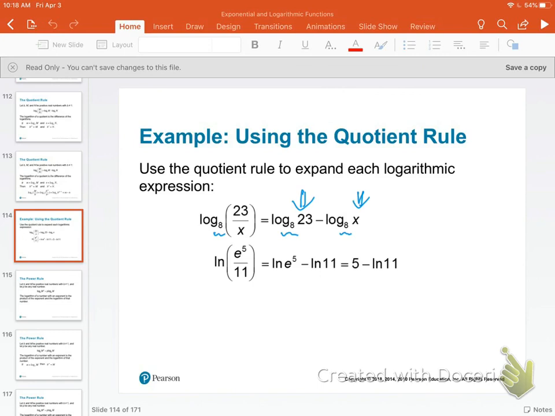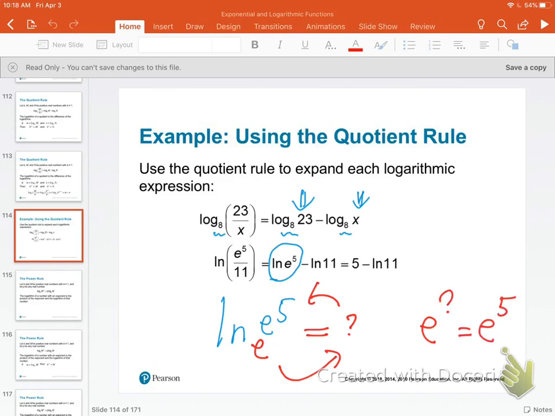Natural log: ln means base e. Let's talk about this part only. We change this quotient to ln e to the 5th power minus ln 11. For ln e to the 5th, let's add the base e here. What is this number? We use the counterclockwise direction: e to the question mark is e to the 5th, so the question mark is equal to 5. Then we got this number 5. So the answer is 5 minus ln 11.